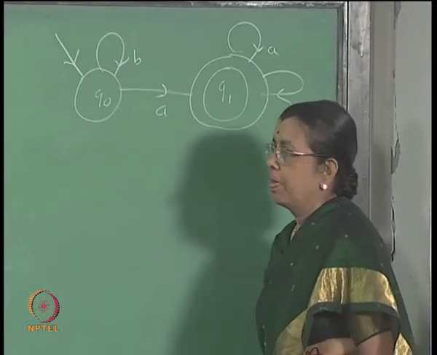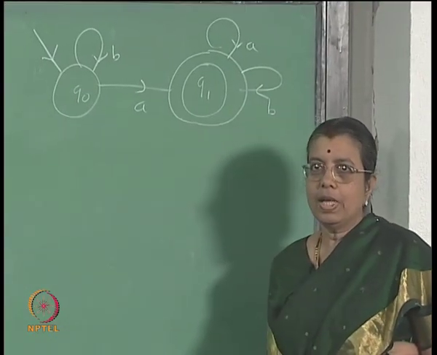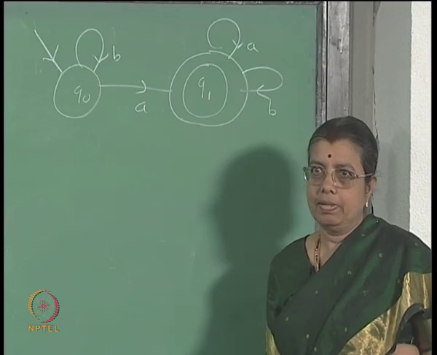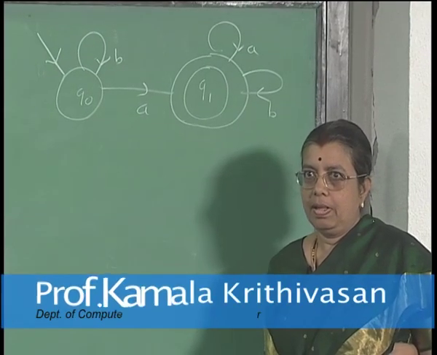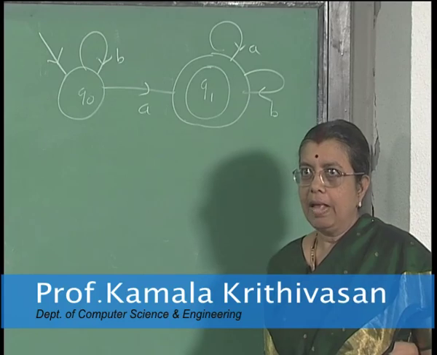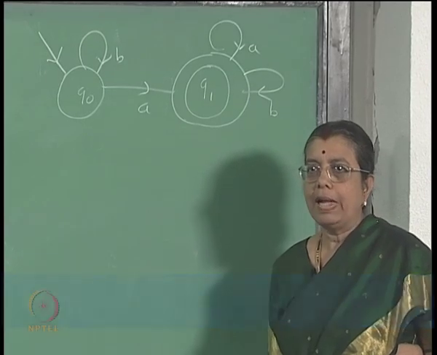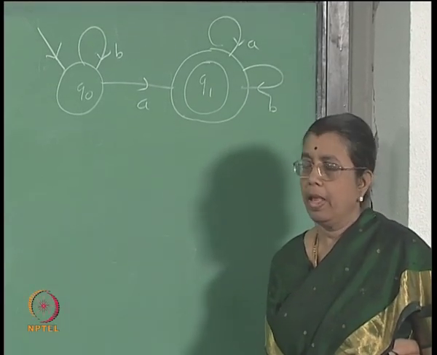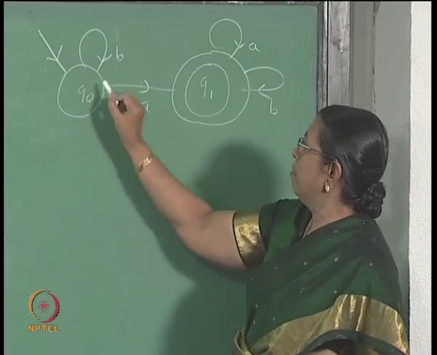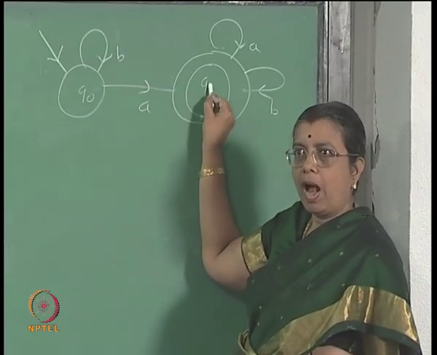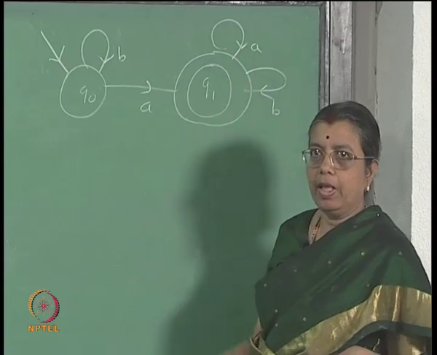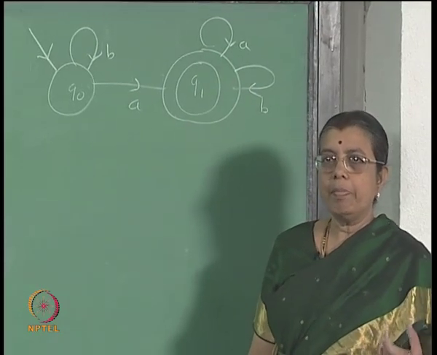This is a deterministic machine. What is the language accepted? The language accepted should have at least one A. Any number of B's you can have and one A you should have, afterwards you can have anything. So, the language accepted should have a minimum of one A.